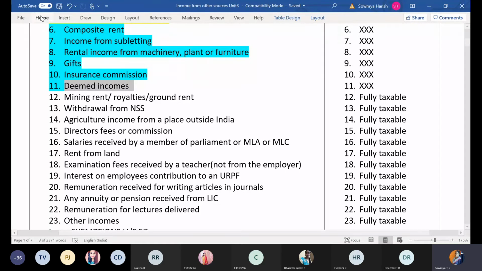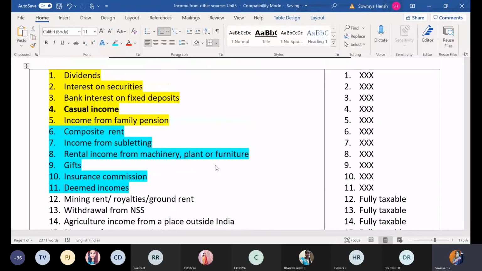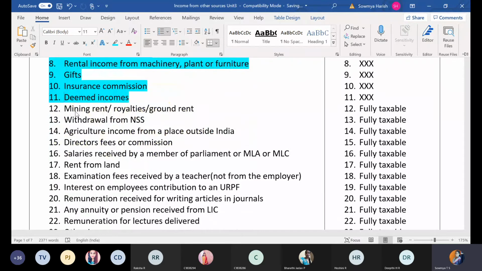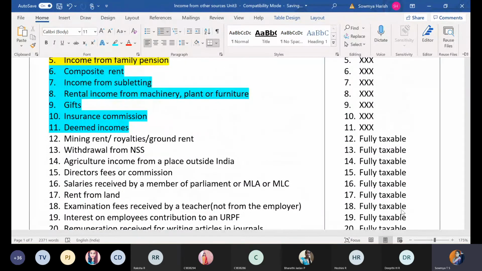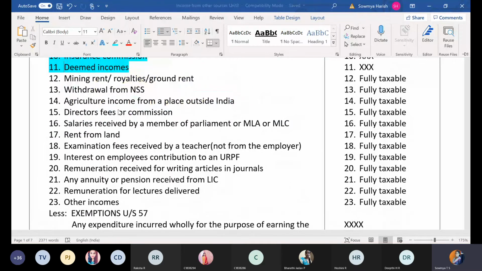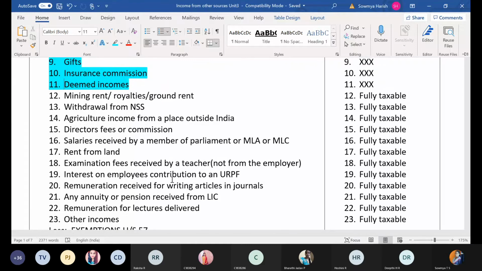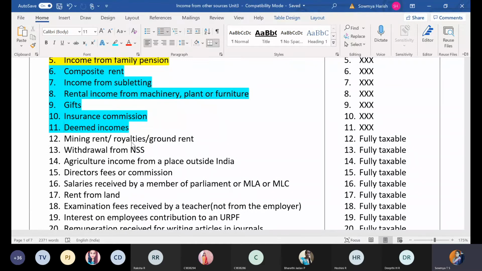So this is about deemed income. And the other incomes, that is from mining, rent, royalties, ground rent and other incomes, everything will be fully taxable. That is, how much income you received in the name of these will be fully taxable without any deduction. Those are mining rent, royalties, ground rent, withdrawal from NSS, agricultural income from a place outside India. If it is from inside India, it is exempt. From outside India, if you are earning agricultural income, you show it under this head.